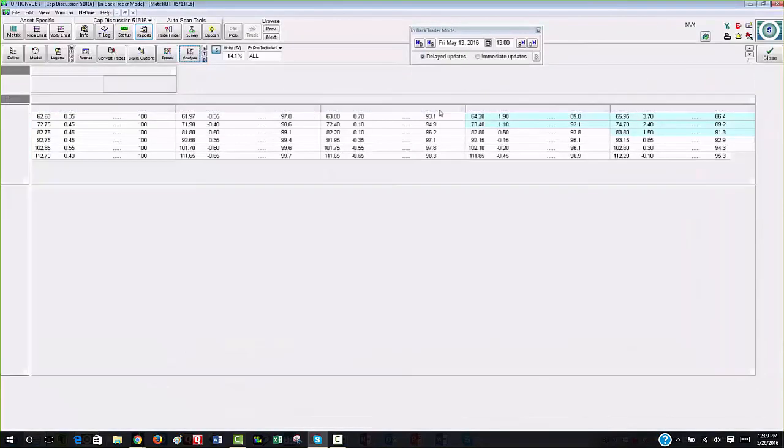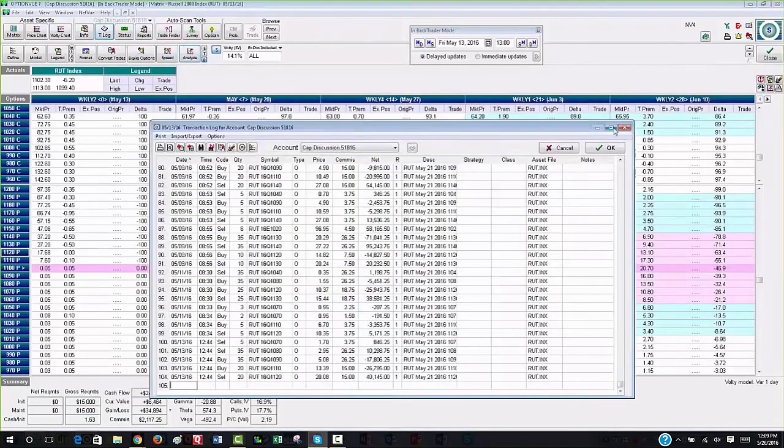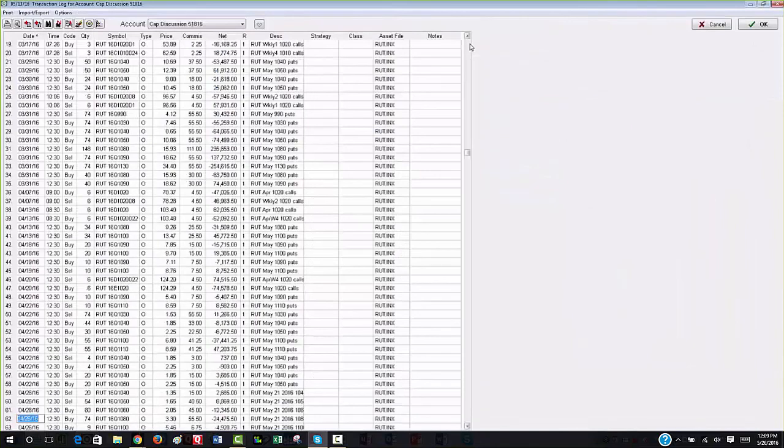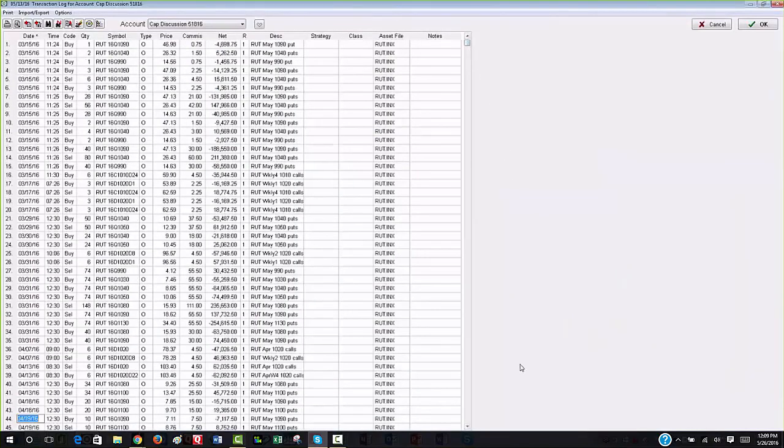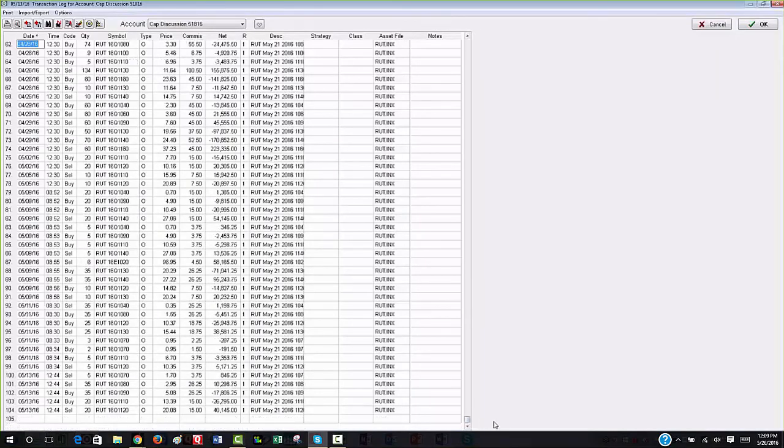I believe I saw a question just coming through to take a look at the T-log. I can show that to you guys. There's the T-log, and you can look at this on the recording and look at all the various parts of it. There's the first page, second page, and the last page. So that's the complete T-log.